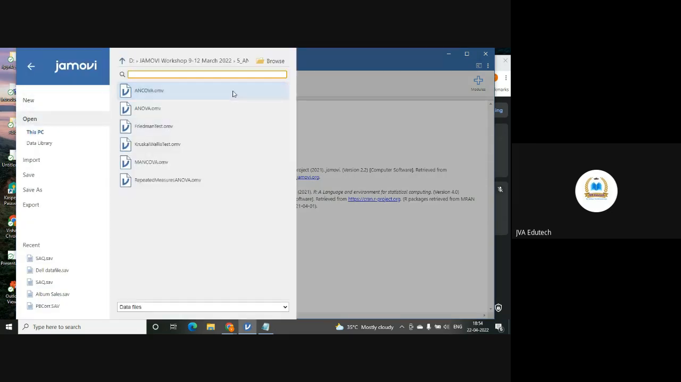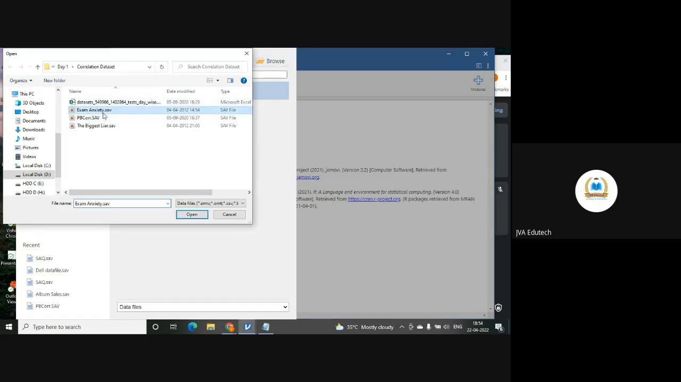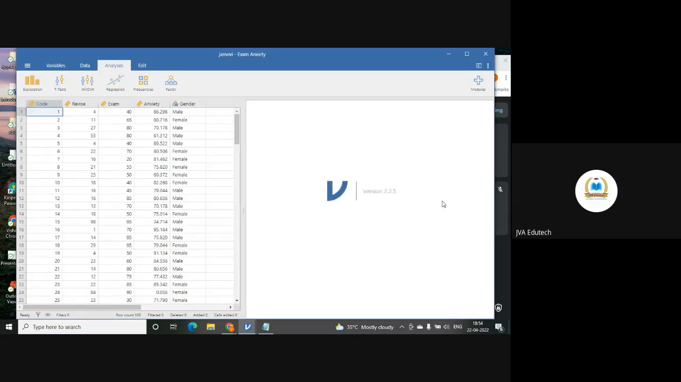So again, you open that first correlation file, exam anxiety.sav. Here we have already checked a correlation between revision, exam, and anxiety, or how anxiety affects the exam performance. We want to know the relationship between exam performance and an individual's anxiety. But previously, when revision was there, this relationship was affected because revision was having a negative impact on anxiety. The more people revise, anxiety goes down, in turn, exam performance increases.